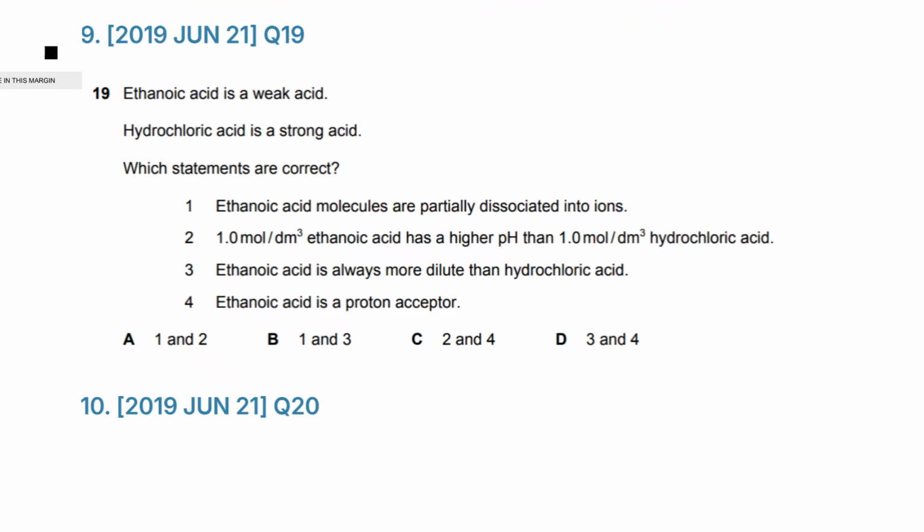Again, ethanoic acid is a weak acid. We all know, because it partially dissociates, or partially ionizes, when dissolved in water or in an aqueous solution. And this is a strong acid because this fully ionizes. Now, option 1 says ethanoic acid molecules are partially dissociated into ions. Absolutely, that's true. That's why it's a weak acid.